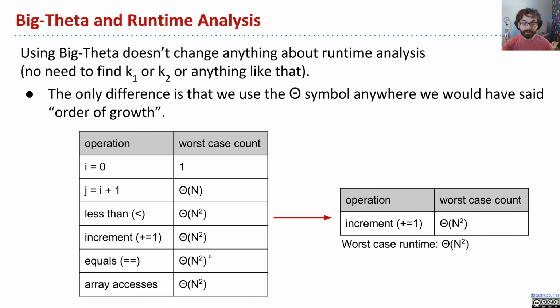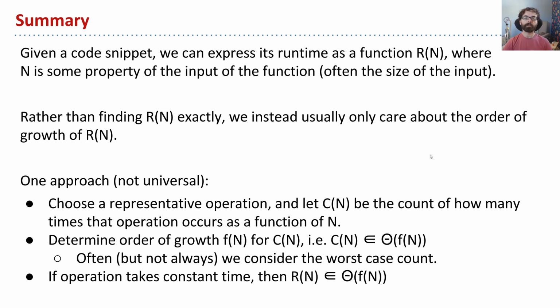And then we could summarize this table by focusing only on a single operation. And we'd get, in this case, that the worst case runtime is Big-Theta n squared. So anywhere you see these Big-Thetas, you can think of it as order of growth, whatever's inside the parentheses. So to summarize this whole lecture, given a code snippet or a function or whatever, we can express its runtime as a numerical function r of n, where n is some property of the input of the function. Often that's the size of the input, like the length of an array.